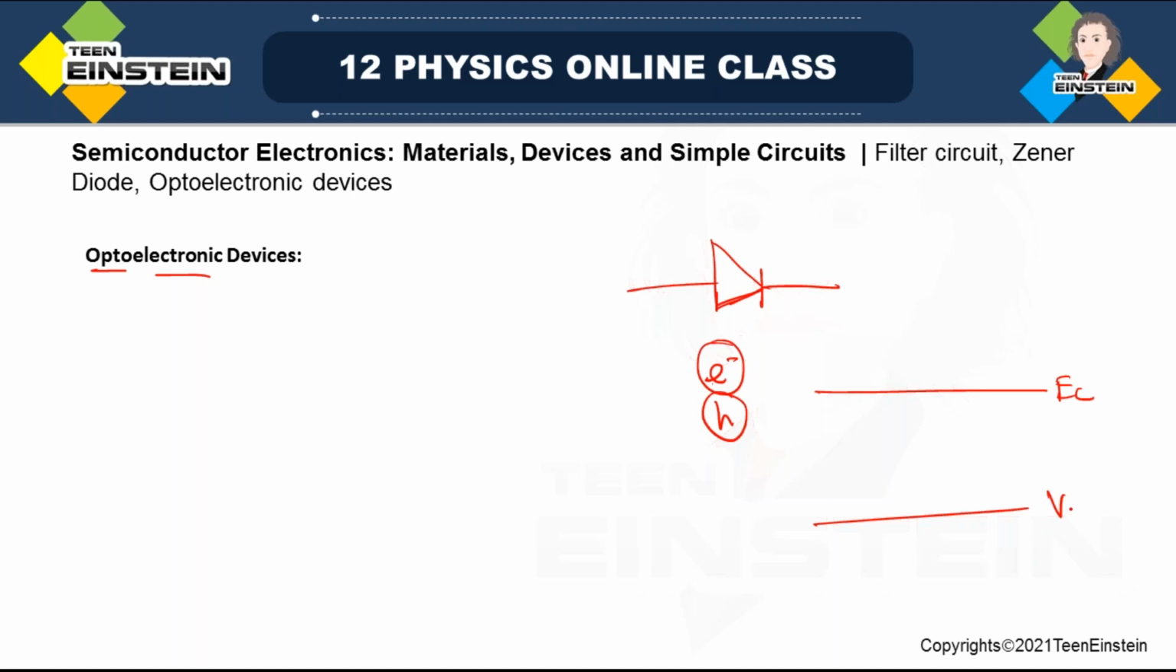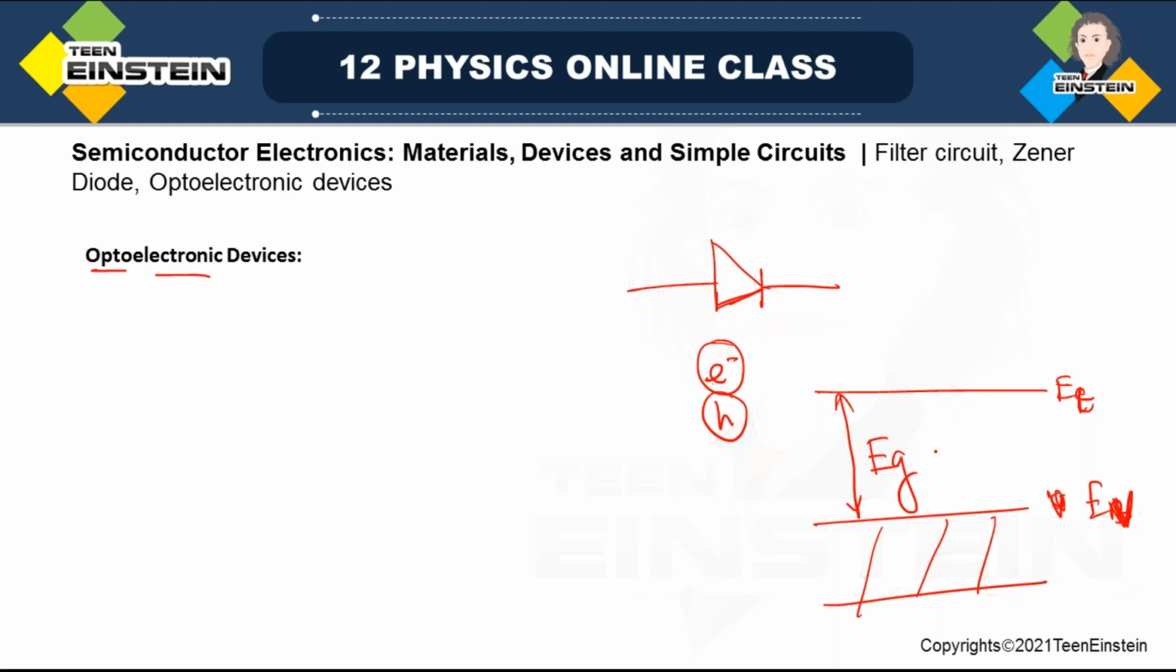Okay, so this is the valence band, sorry, this is the conduction band. EC is the lowest level of the conduction band, and EV is the valence band. So you have the valence band and the conduction band, and in between them you have a band gap.